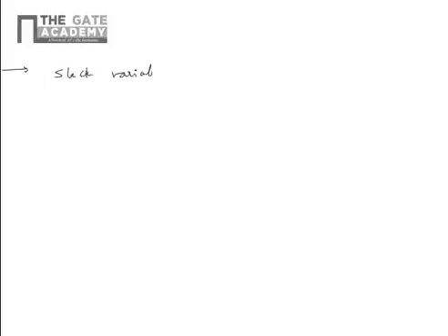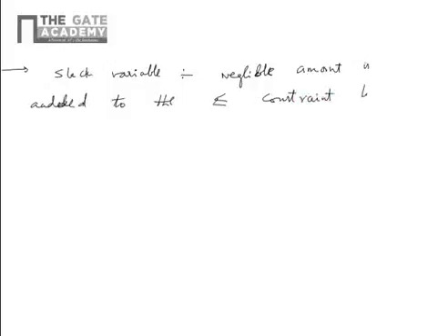Slack variable. Slack is negligible amount of quantity that is added to the less than or equal to sign constraint to convert it into equality constraint is called slack variable.